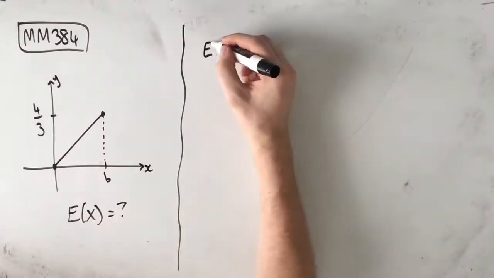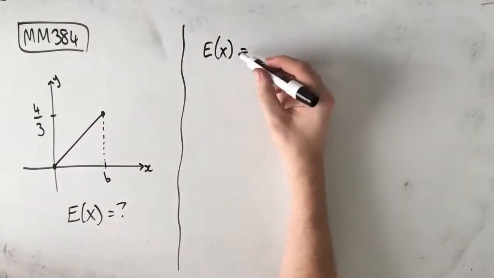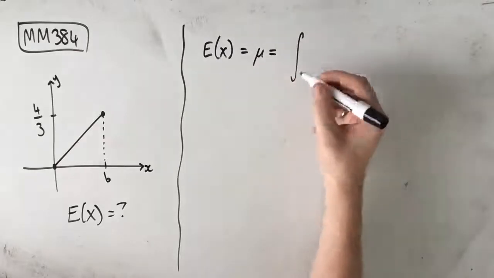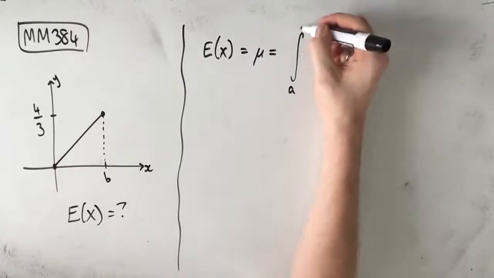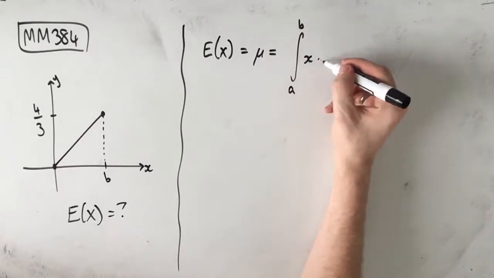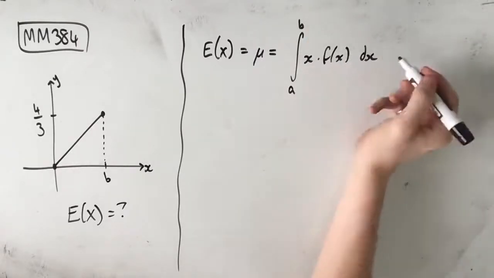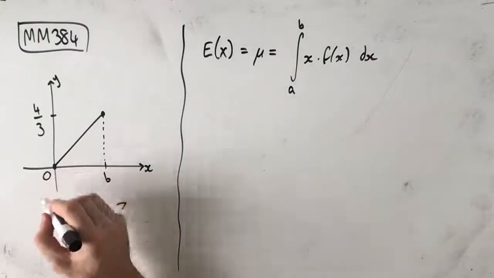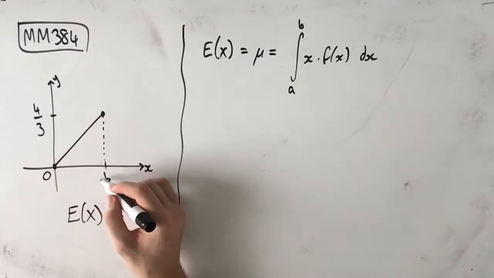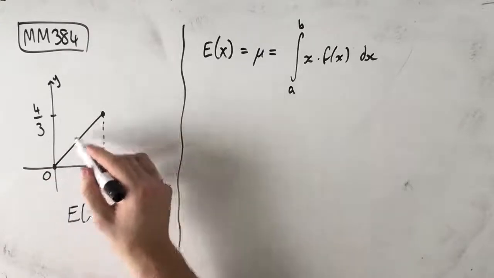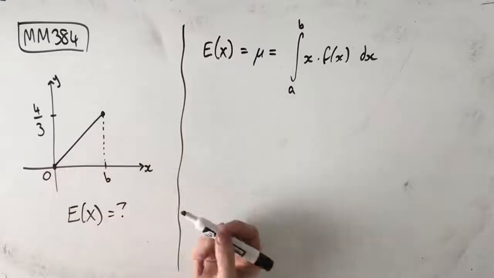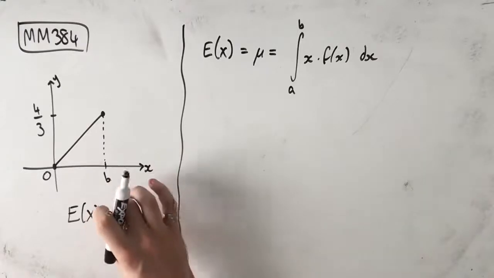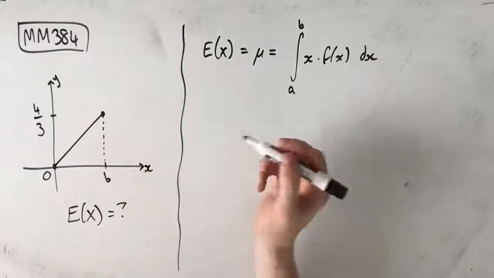Now as we know with continuous probability functions, our expected value, or our mean, is equal to the integral from our lower bound to our upper bound of x times f of x dx, right? Now, we've got two problems here. Firstly, we know that our lower bound is 0, but we don't know what our upper bound b is. But we also don't know what the equation of this function is. So let's deal with that first. The b value we're going to have to find first because that's going to allow us to find the function.